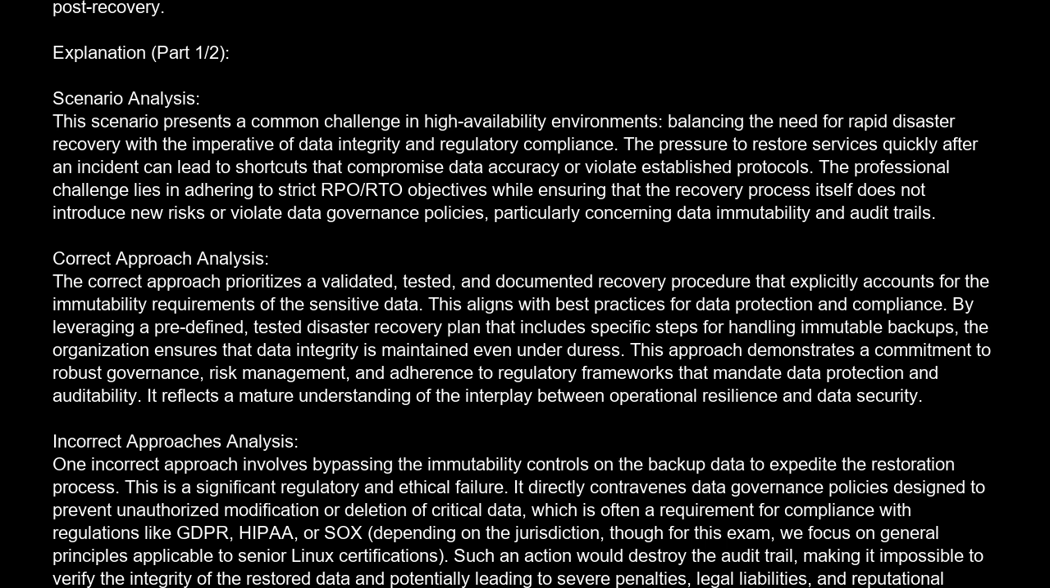Incorrect approaches analysis. One incorrect approach involves bypassing the immutability controls on the backup data to expedite the restoration process. This is a significant regulatory and ethical failure.